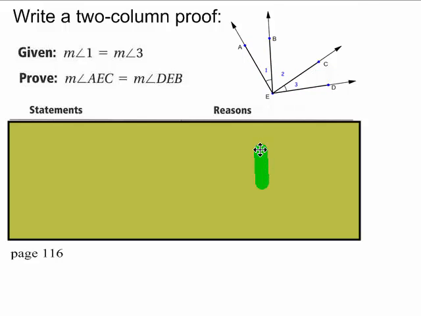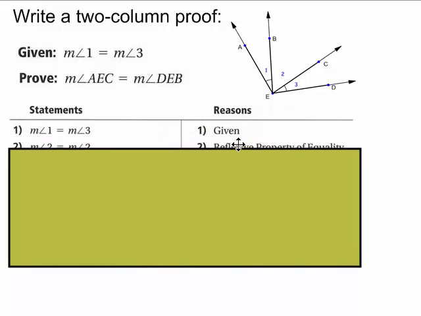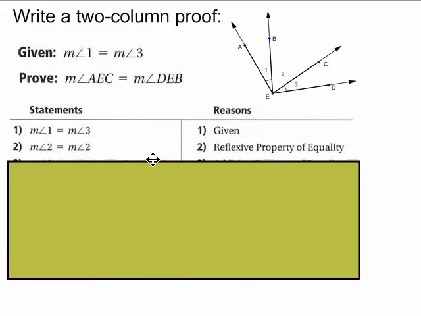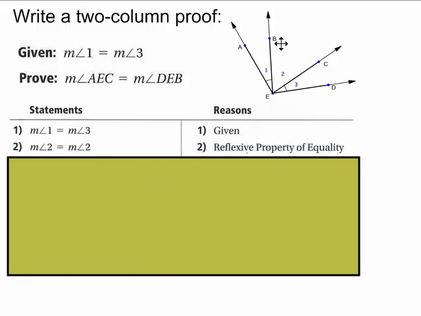So let's look at these statements one by one. Measure of angle 1 is equal to measure of angle 3. That's given. Measure of angle 2 is congruent to itself. Reflexive property.